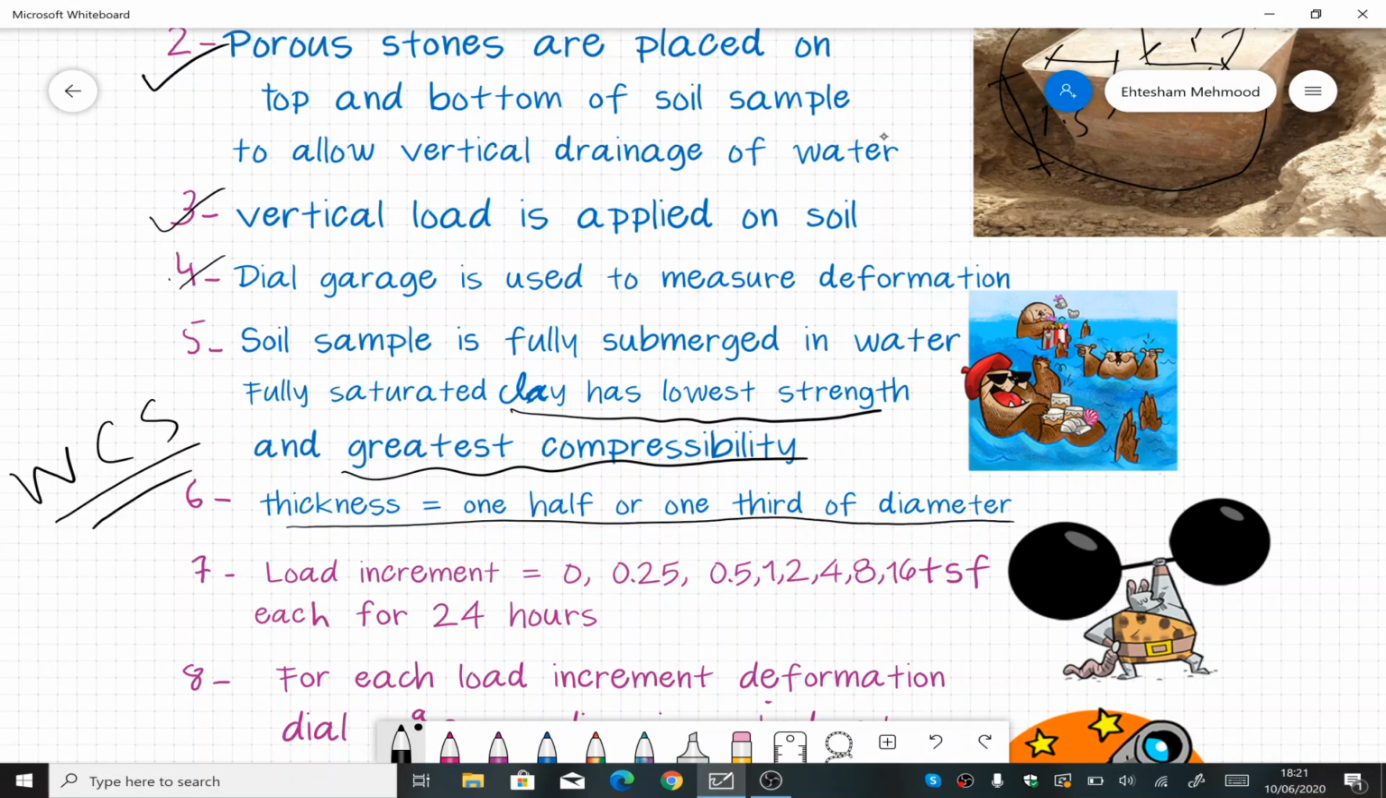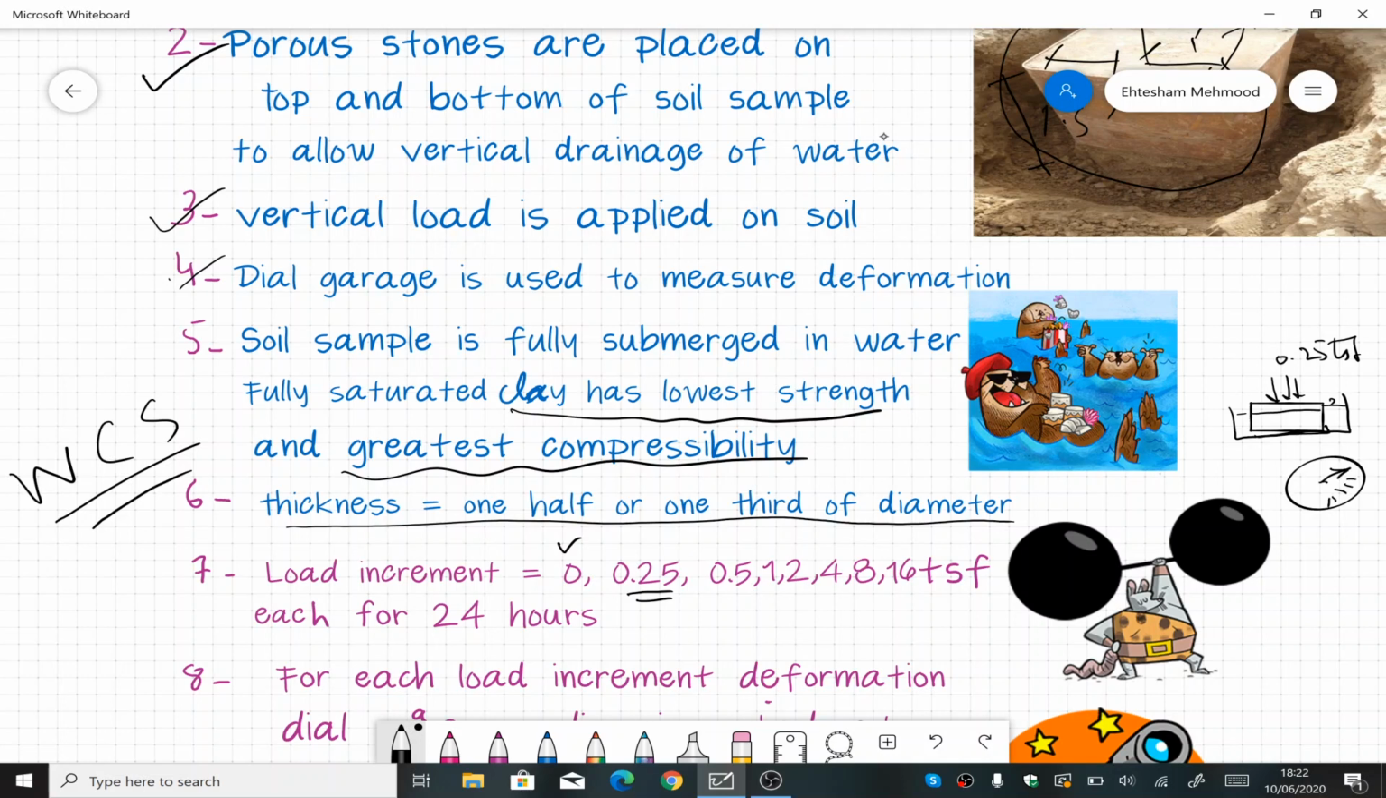All right. Once we have set up the apparatus, I'll draw a small assembly again here: we have this apparatus and we have porous stone on top and bottom. Then this is submerged. This is a fixed ring example. So we apply load. Now how do you apply load? Firstly we have zero load and then we have 0.25 tons per square foot. Now I apply 0.25 TSF load on the specimen, and as soon as I apply the load I will turn on the stopwatch and note its reading.